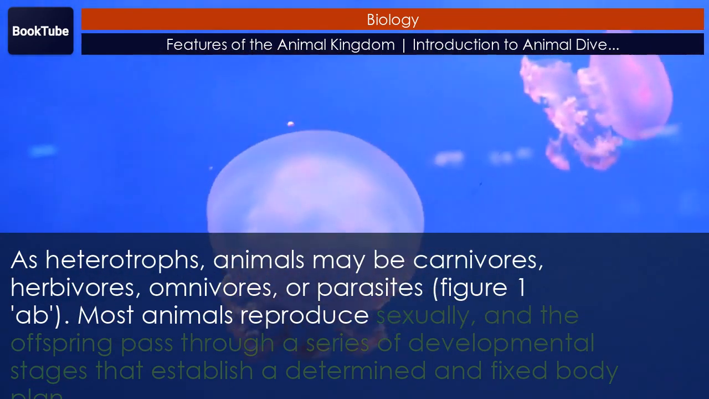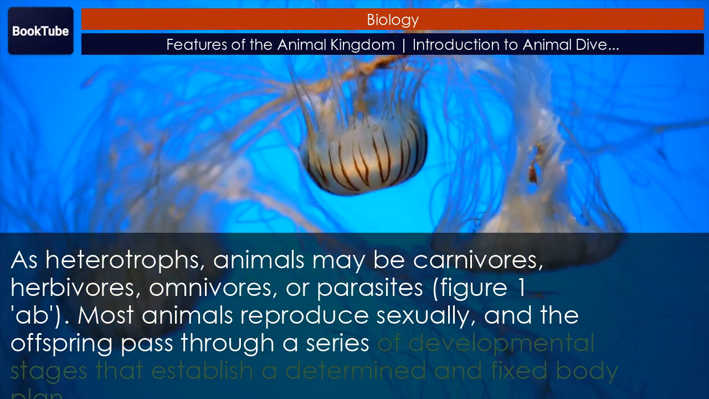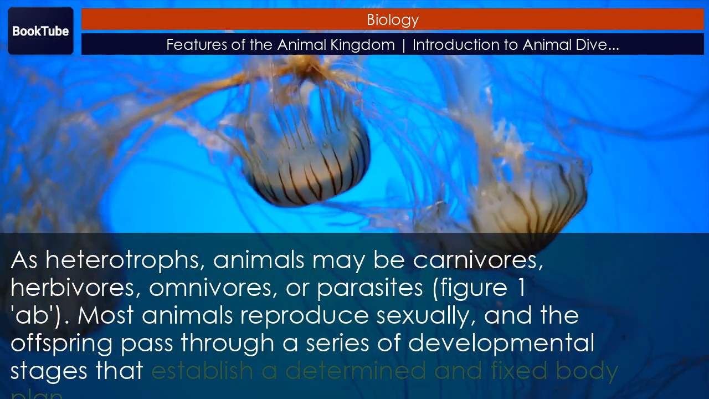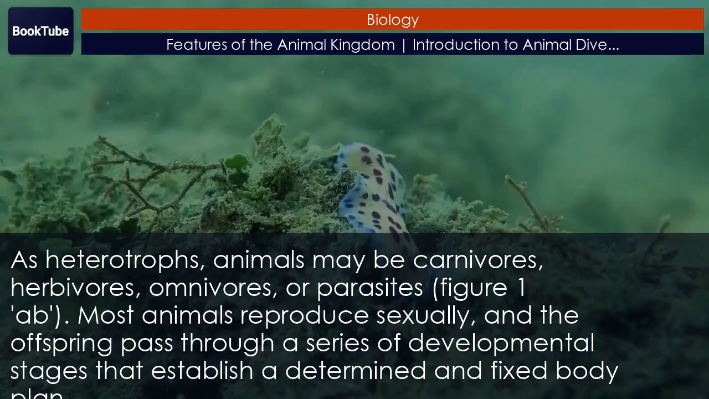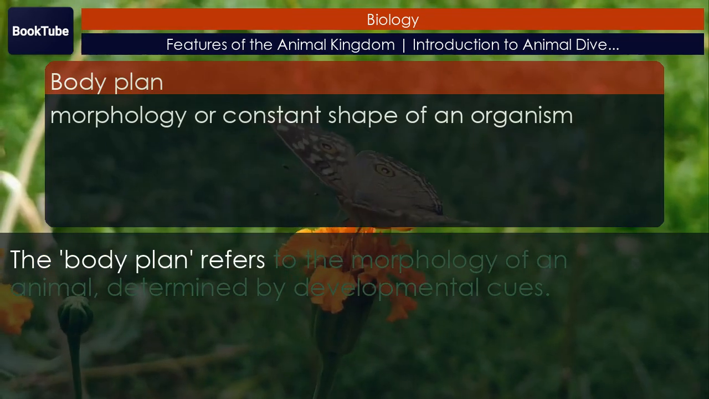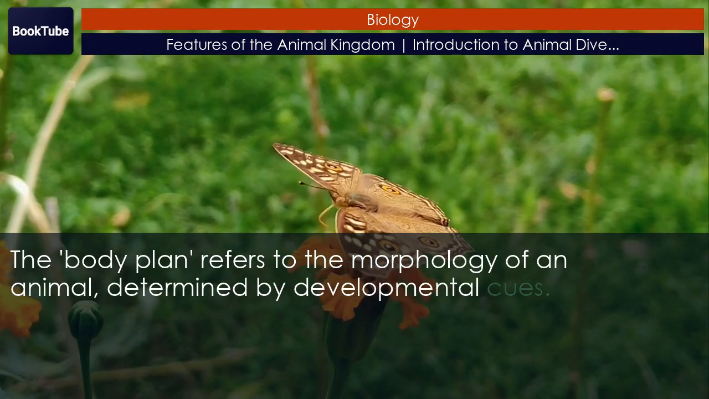Figure 1, a b. Most animals reproduce sexually, and the offspring pass through a series of developmental stages that establish a determined and fixed body plan. The body plan refers to the morphology of an animal, determined by developmental cues.